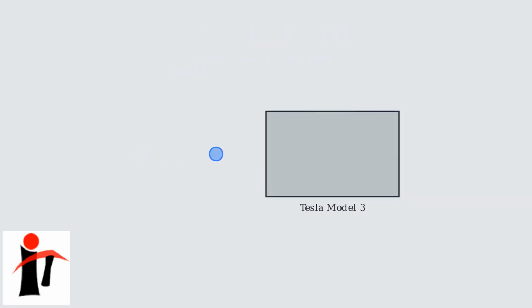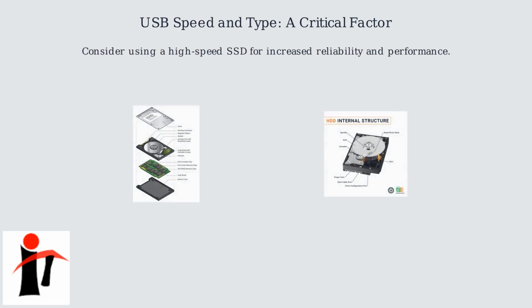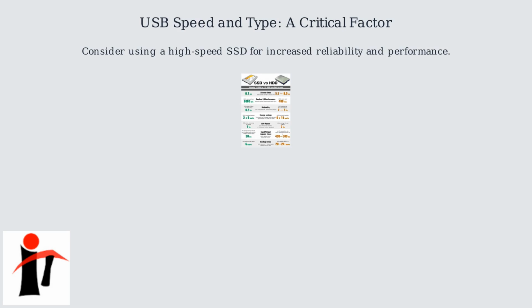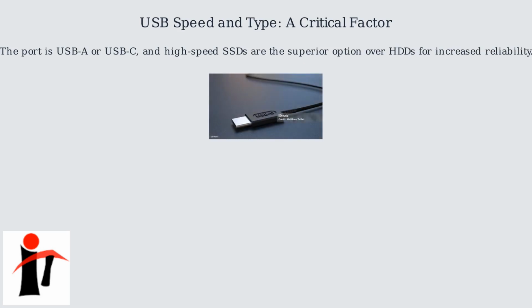USB speed and type are critical factors for the Tesla Model 3 dashcam to work properly. Your USB drive needs to be at least USB 3.0 for sufficient read-write speeds, requiring a minimum of 50 to 100 megabytes per second. USB 3.0 provides the necessary speed, while older USB 2.0 versions are too slow. Slow USB 2.0 drives cause buffering issues and trigger drive too slow errors in the Tesla system. Consider using a high-speed SSD for increased reliability and performance over traditional hard drives. The Tesla Model 3 uses either USB-A or USB-C ports, and high-speed SSDs offer superior reliability compared to HDDs.